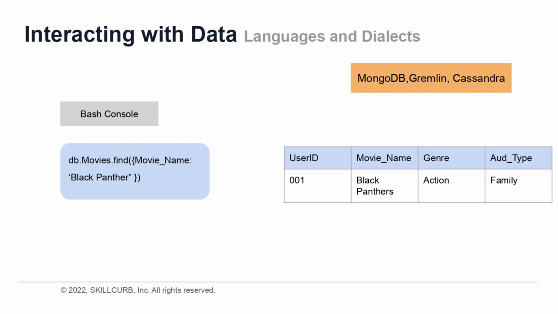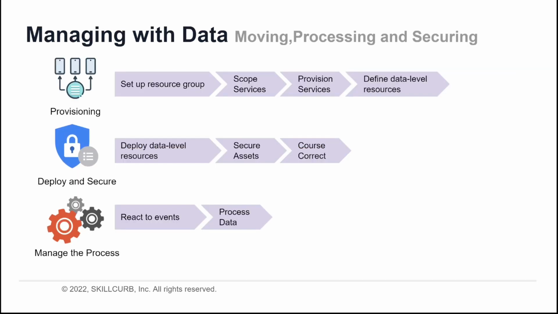In this case, we're going to go into the database, we're going to go into movies, and we're going to find an object based on the fact that the movie name is Black Panthers. So I think you can look at that and decipher what the purpose of that query is and what it's going to return once you execute the query. Let's see how we can manage our data resources in Azure.